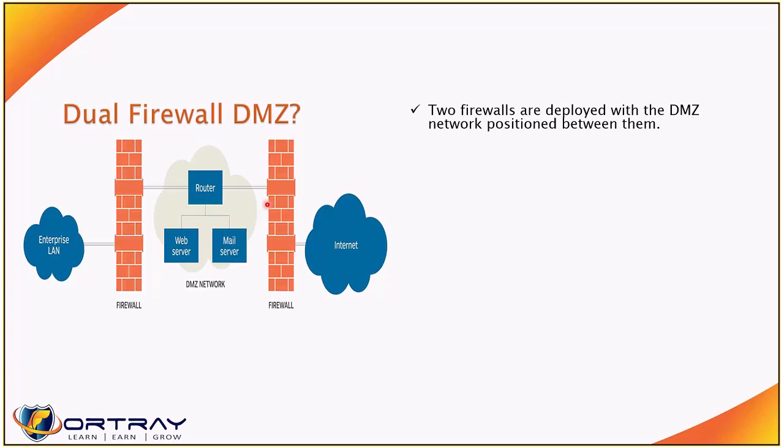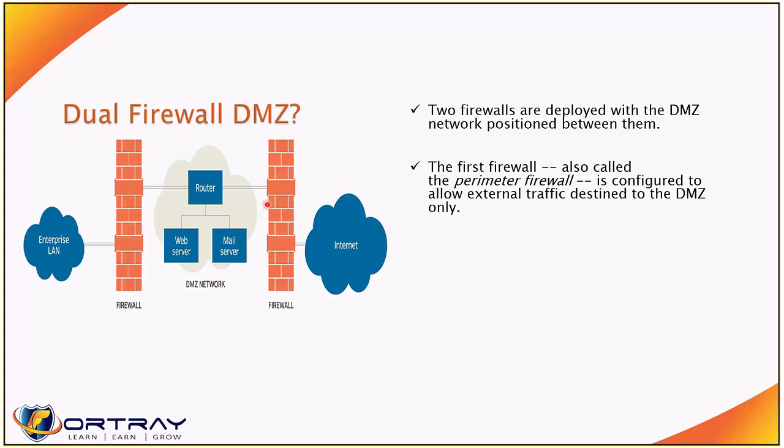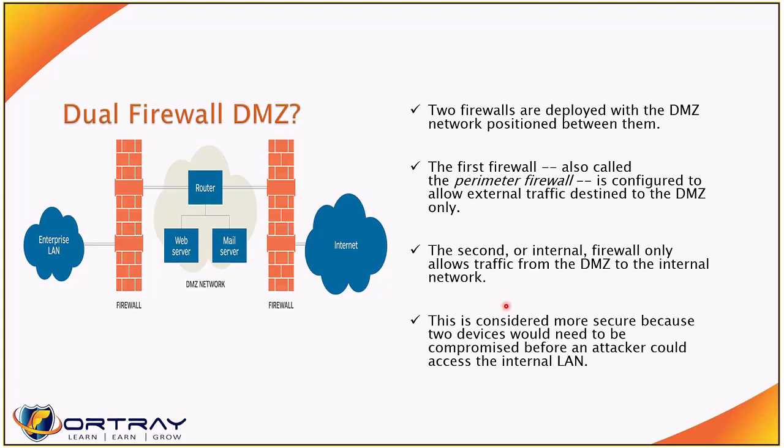Two firewalls are deployed with the DMZ network positioned between them. The first firewall, also called the perimeter firewall, is configured to allow external traffic destined to the DMZ only. The second firewall, or internal firewall, only allows traffic from the DMZ to the internal network. Clear? This is considered more secure because 2 devices would need to be compromised before an attacker could access the internal LAN. This is called a layered approach. Okay? So are you clear about why we use the architecture of the DMZ? We have single firewall and dual firewall architectures for the DMZ design.